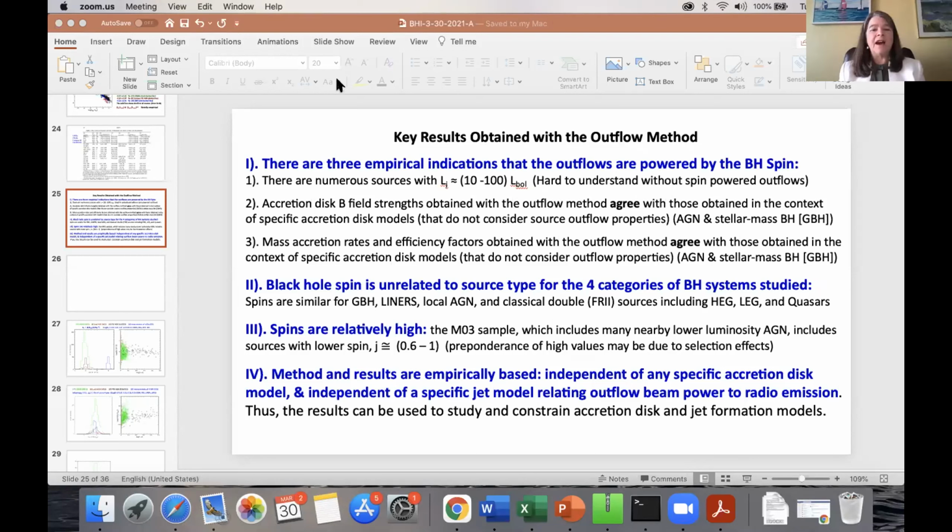One possible explanation is selection effects. AGN and black holes that have accretion disks but small spin would not produce a collimated outflow. All of the sources that I'm studying have a collimated outflow. It's not possible to apply this method to a source that does not have a collimated outflow. So I think there's a strong selection effect there.